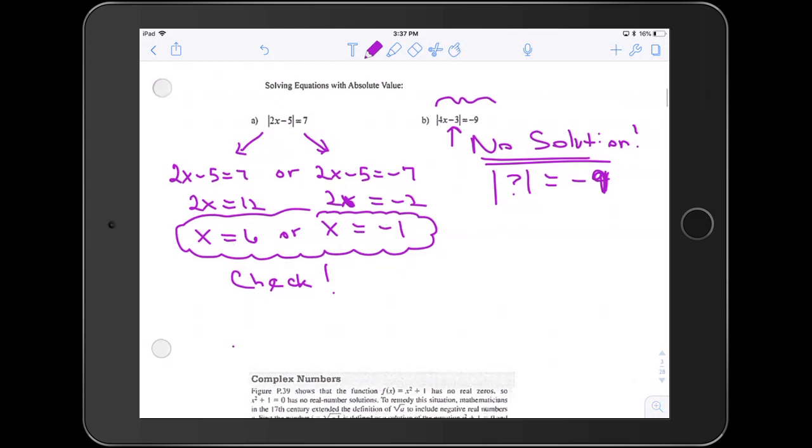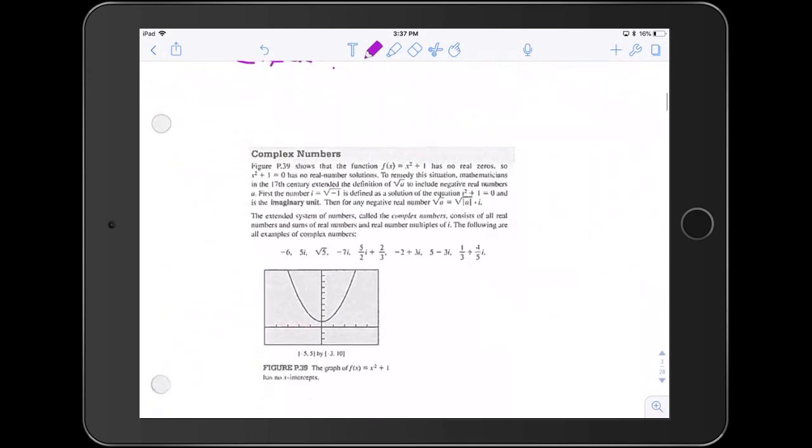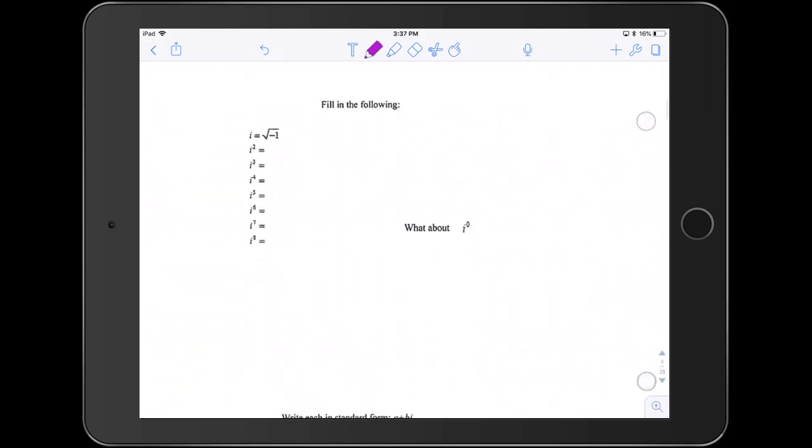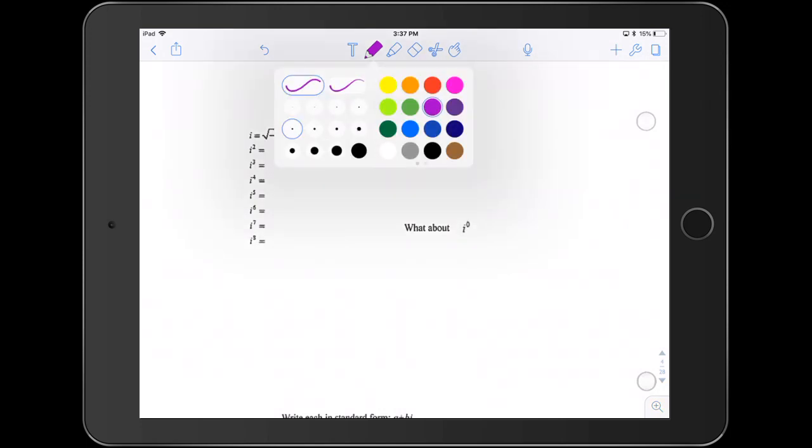Okay, now down here we have a great big complex numbers section talking about the different types of numbers, whether they're rational, irrational, imaginary, real, or complex. And really, let me just keep going here, and I want to just focus right now on imaginary numbers.